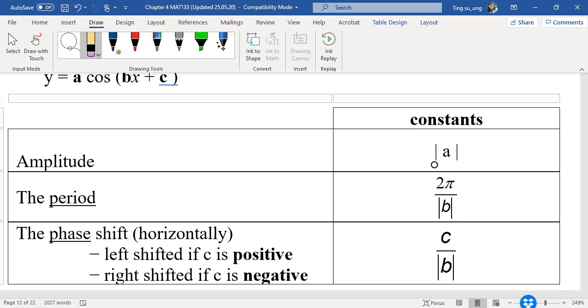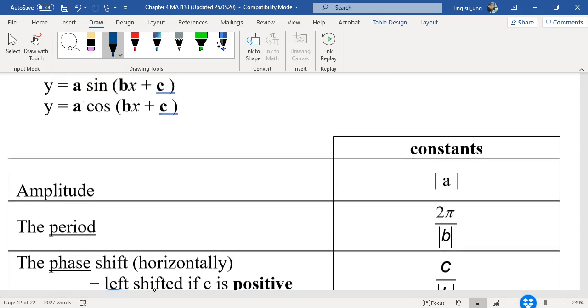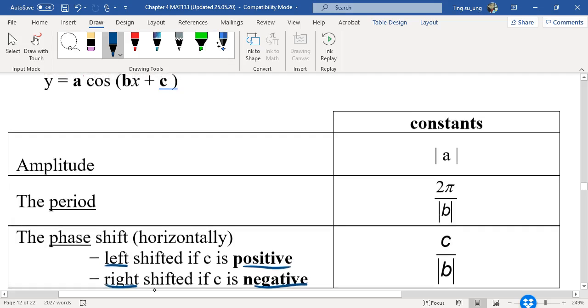Phase here means that it either shifts to the left or shifts to the right. So you will be shifted to the left if your c is positive. You will be shifted to the right if your c is negative. I'm sure this is very logical.